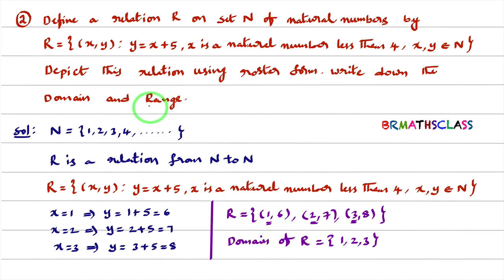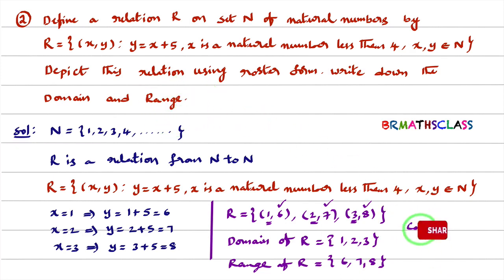Next, what are they asking? Range. Range is defined as the set of all second elements of ordered pairs in the relation. What are the second elements here? 6, 7, 8. So this is the range of the relation. However, in this problem they are not asking for the codomain. In case they ask, you can write its codomain.